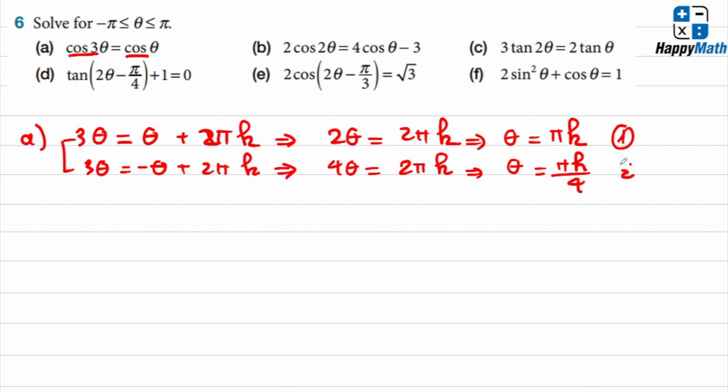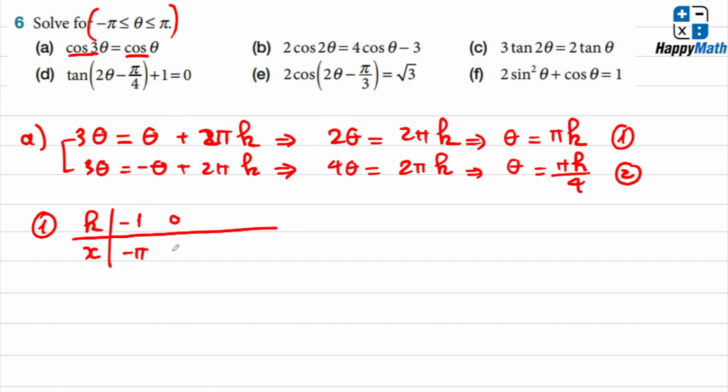Equation 1 and equation 2. The first equation you will get k and x. About k and x you got minus pi and pi. Minus 1, that is okay. 0, okay. 1, possible. So the first one will have 3 solutions.